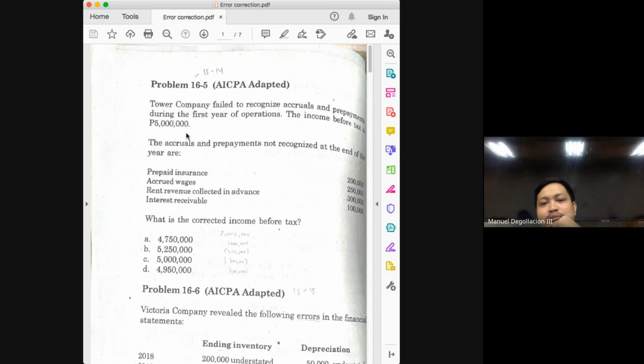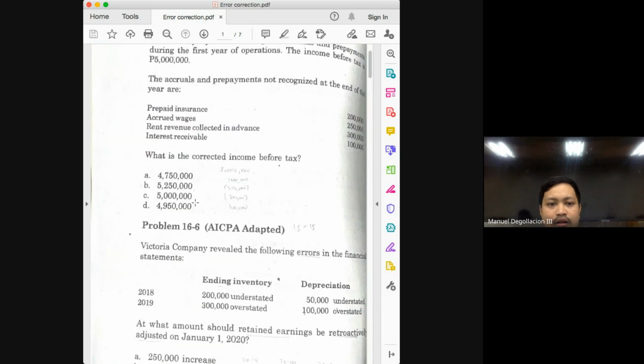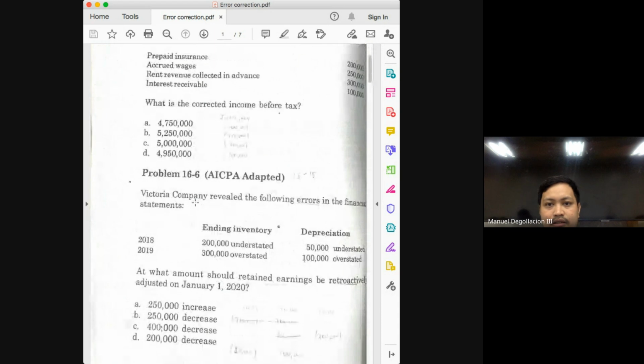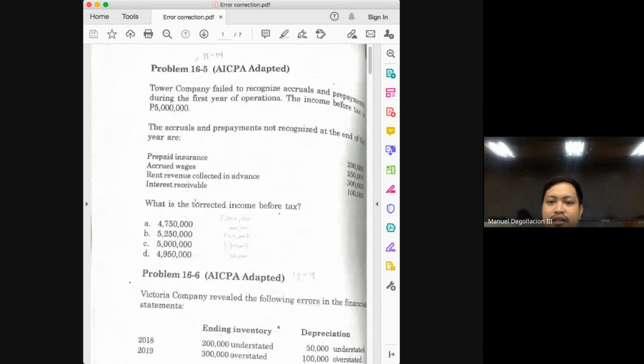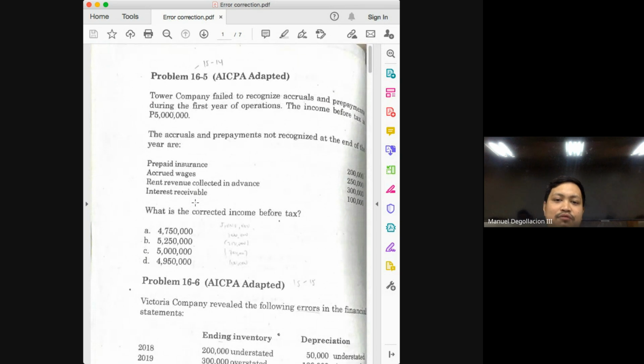Let's hold off on problem 16-5 first. I'll go over the book. Maybe I'll be convinced otherwise and have it deducted. But as of now, it should be added. Let's proceed to 16-6. By the way, just take away from 16-5, class.